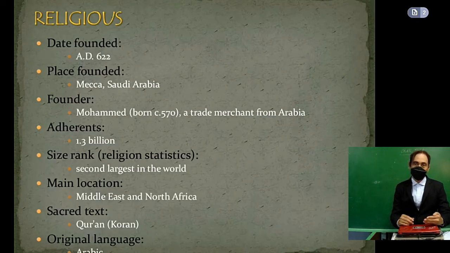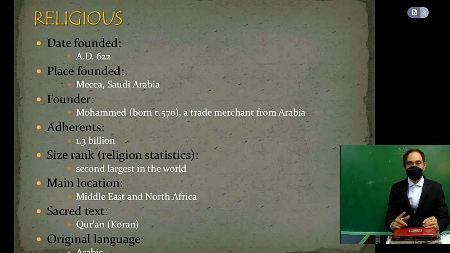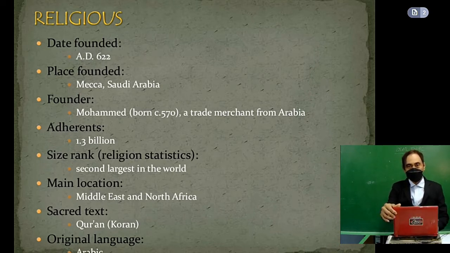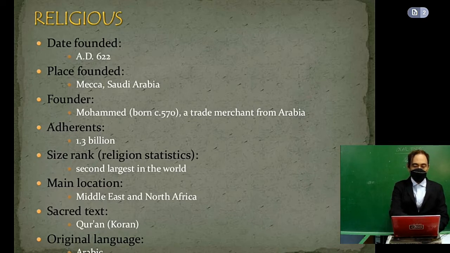Religious data. Date founded: Islam, 622 after the death of Christ. Place: Mecca, Saudi Arabia. Founder: Muhammad, born in 570 AD, a trade merchant from Arabia. Adherents: 1.3 billion. Size rank: second largest religion in the world. Main location: Middle East and North Africa. Sacred text: the Quran. Original language: Arabic.